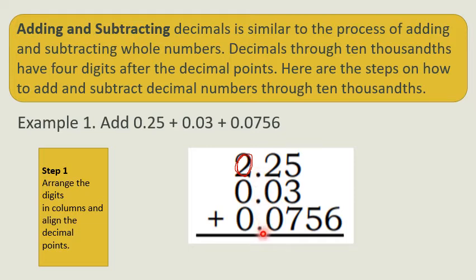Doon natin ibabase yung pag-a-add natin. Hindi pwede na, halimbawa yung ating unang decimal, tapos nandito yung sunod. Mag-iiba na yung value niya. Kailangan ito, at saka itong decimal na to ay pantay. Okay? So, malinaw po tayo doon.